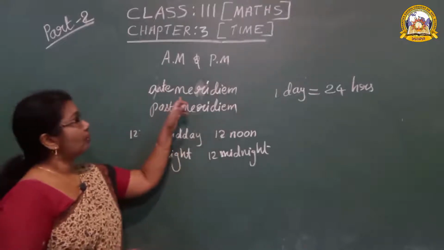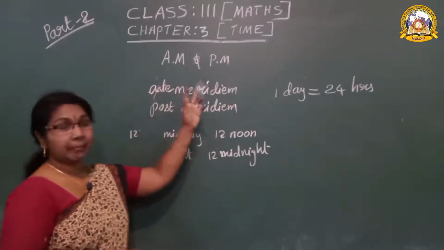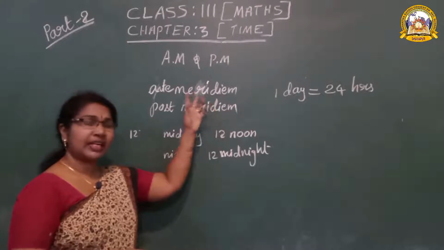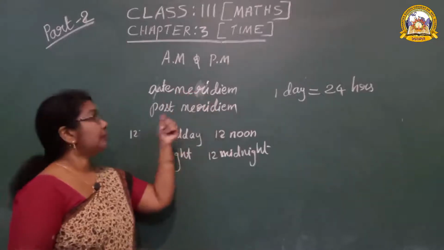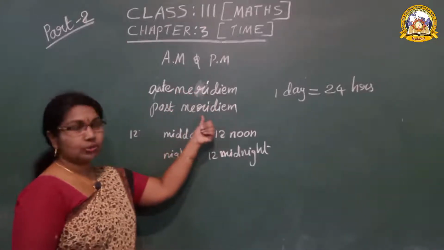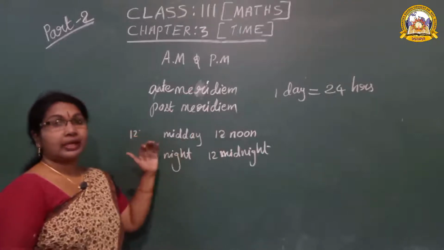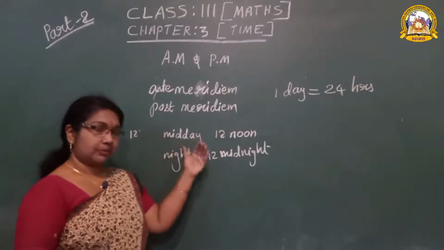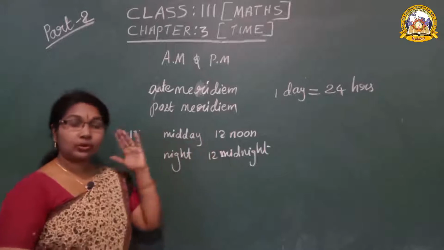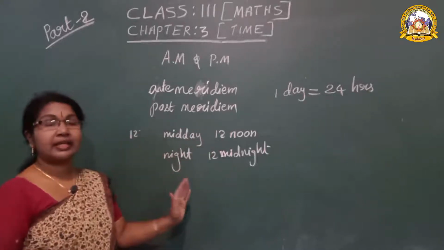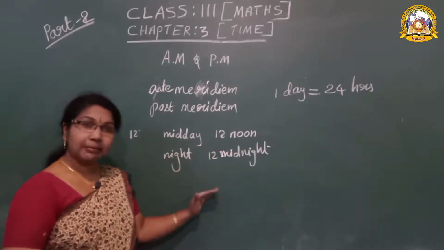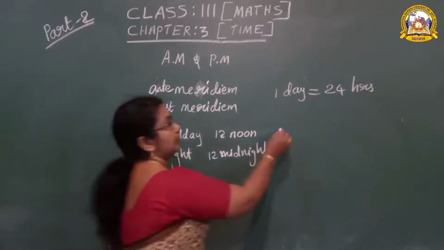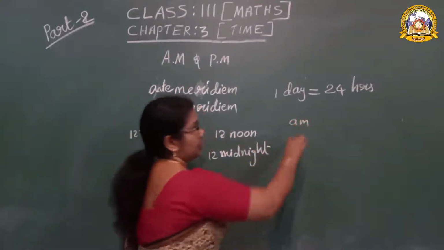What is the full form of AM? Anti-meridium. AM means what? Anti-meridium. PM means post-meridium. From 12 at night to 12 in the day, we use AM.